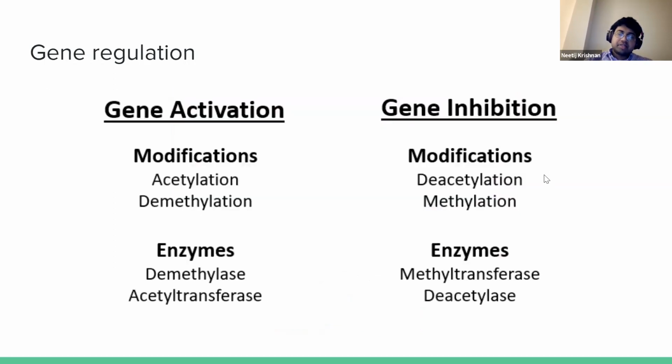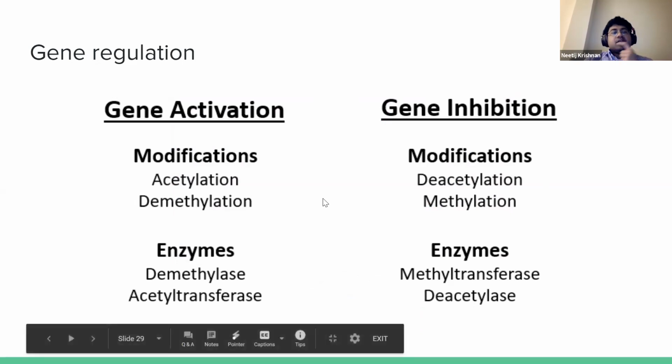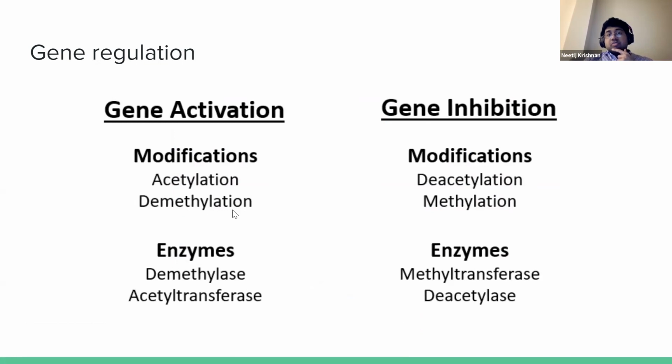Let's go over the overall themes, gene activation versus gene inhibition. Acetylation can activate genes. Demethylation, removing methyl groups, can activate a gene. Now, the opposite, deacetylation or methylation, can inhibit a gene's activity. The enzymes that activate are demethylase, which does demethylation, and acetyltransferase, which acetylates. Enzymes that inhibit are methyltransferase, which methylates, and deacetylase, which removes an acetyl group.